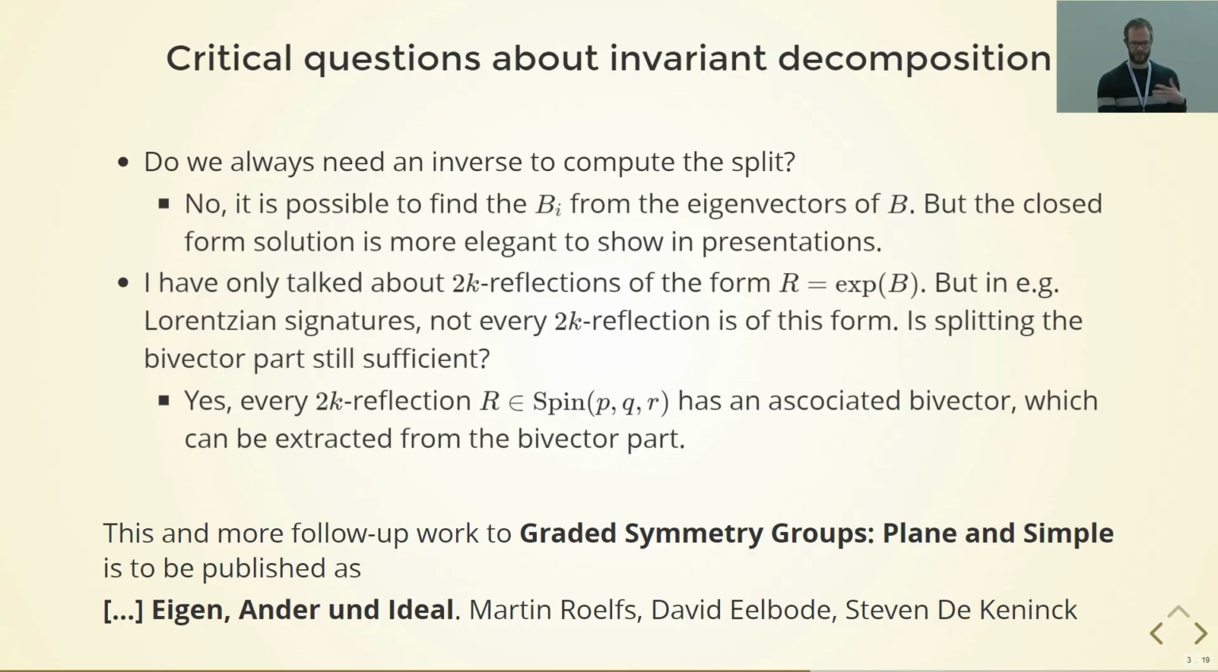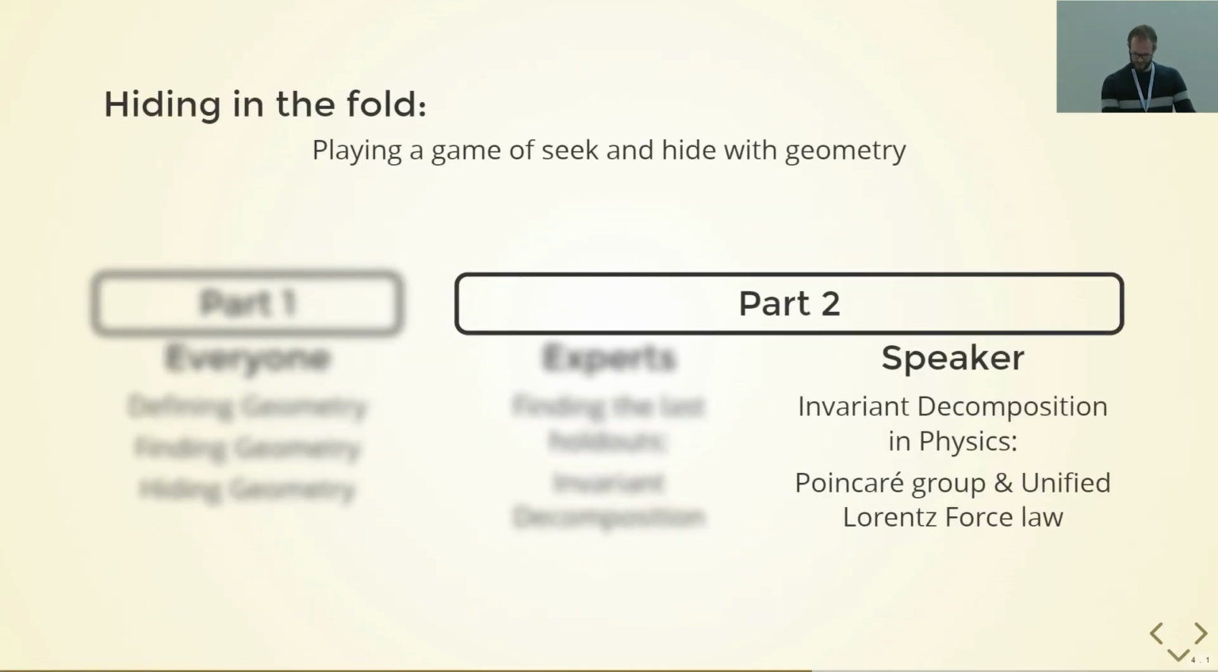And that is a follow-up paper that we are now working on with Steven and David Ilbode. We don't have the title yet, but that's not the most important part. The most important part is the subtitle. And we do already have that, and that will be Eigen, Ander und Ideal. And the und is there because it's meant to be pronounced in the German way, like Eigen. All right. So that brings me to the last part, which is the speaker part. So now I can briefly talk about what this could potentially yield us in the context of physics.